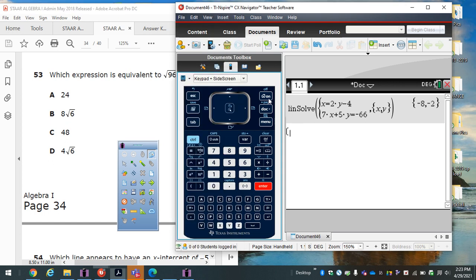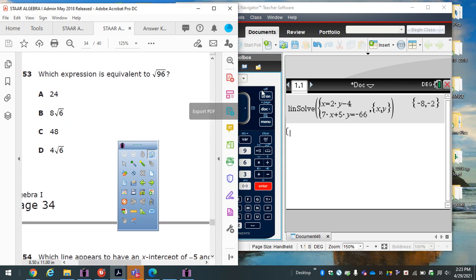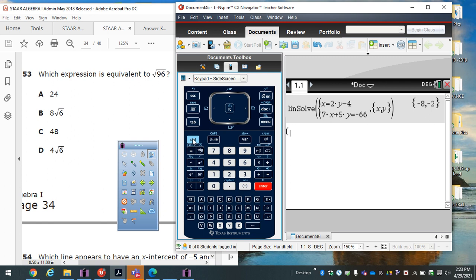Oh, this one's an easy one. Which one's equivalent to that one? So the square root, control square root, you see it right there, of 96. Not that one. Obviously not that one. It's not that one. It's going to be this one. Or control this one, 6. Okay.